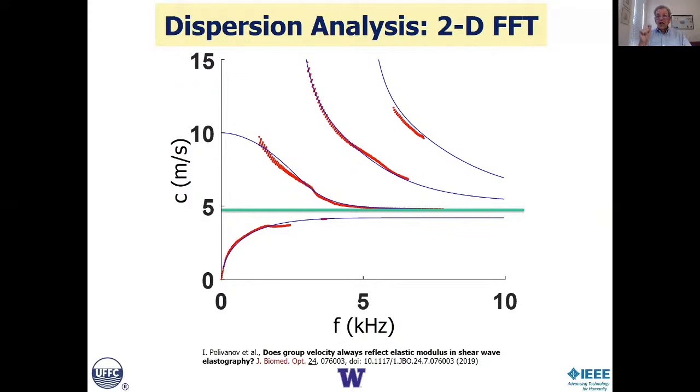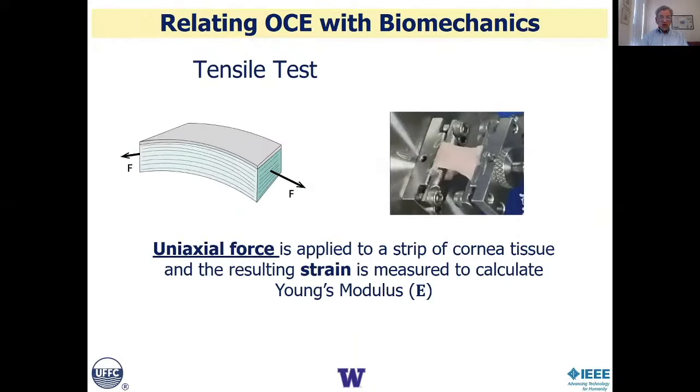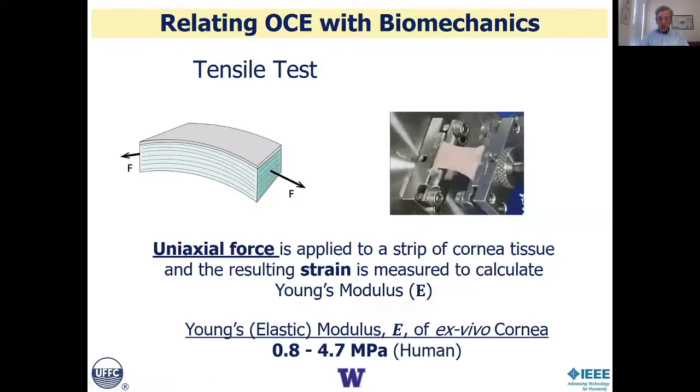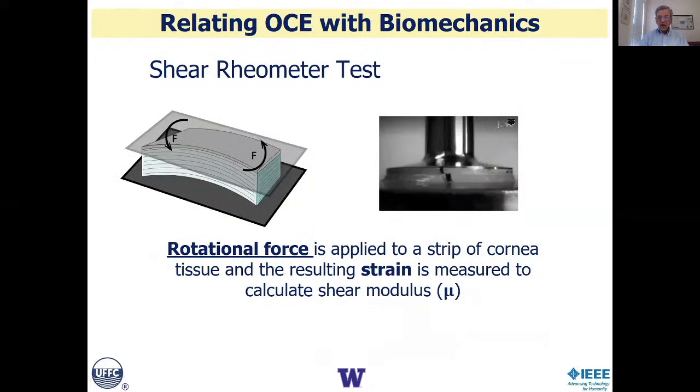Let's look at what the actual biomechanical properties of the cornea are. First of all, the cornea has been characterized in two ways using these destructive types of tests. One is a tensile test, which is a uniaxial force, and this is a direct measurement of the Young's modulus. What these experiments have shown, in a large number of studies, is that the Young's modulus for the cornea is in the low megapascal range. Shearometry is a direct measure of the shear modulus itself.